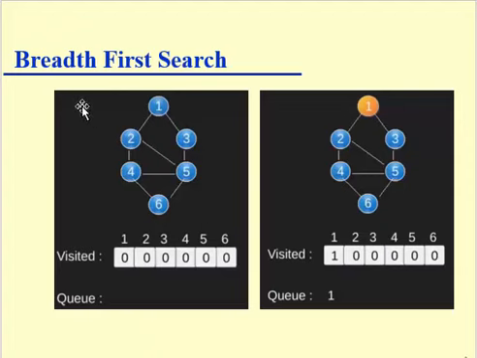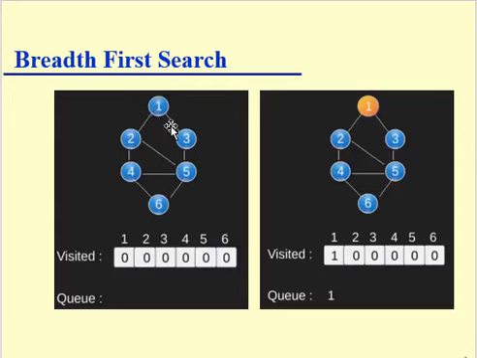Suppose I have taken this graph for breadth first search. First I will tell you what is the meaning of breadth and depth. Suppose I want to visit all these nodes breadth-wise. Breadth-wise means you can say level-wise.